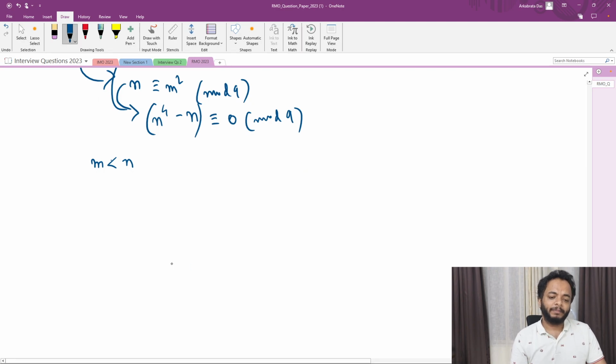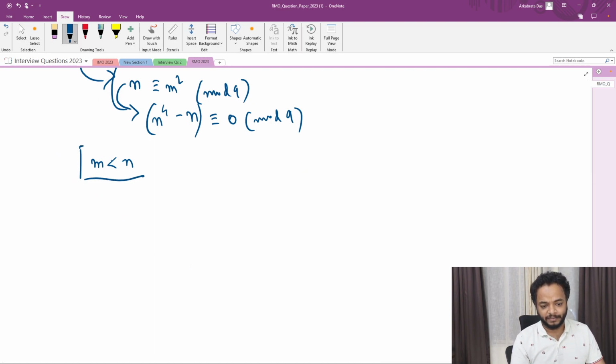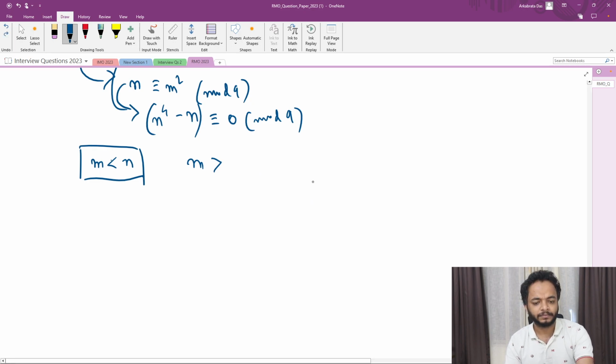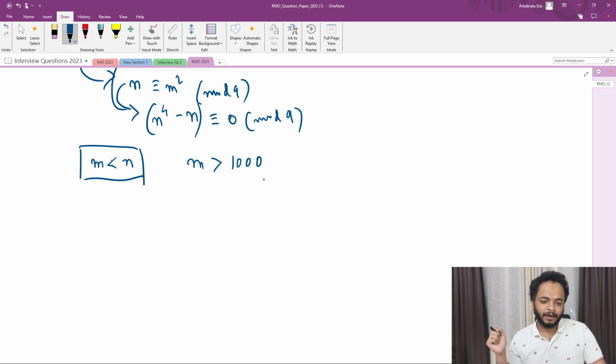So again, if m is strictly less than n, which is given, and we are considering that I'm working with the smallest one, m, so m is greater than or equal to 1000. Though 1000 is not a perfect square, we can say that m is strictly greater than 1000, whatever. So the main point here is let's try to show that if m is a 4-digit number, then I won't be able to get any such n which satisfies the condition.